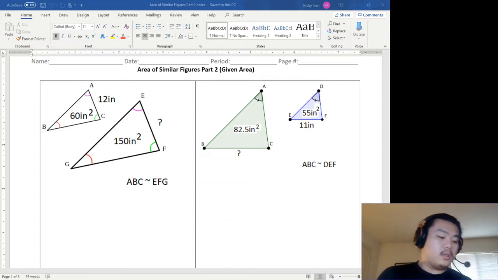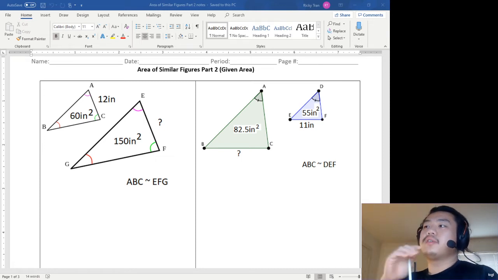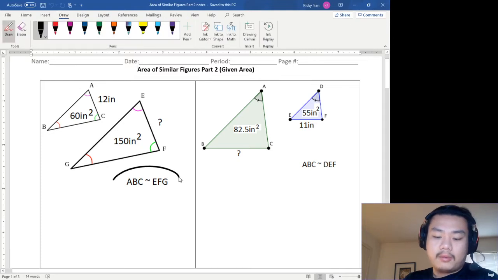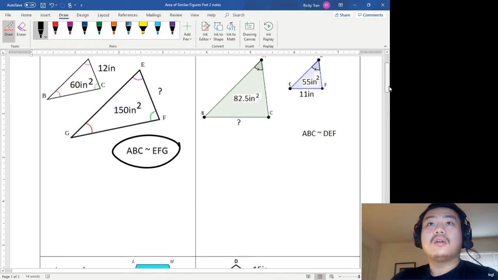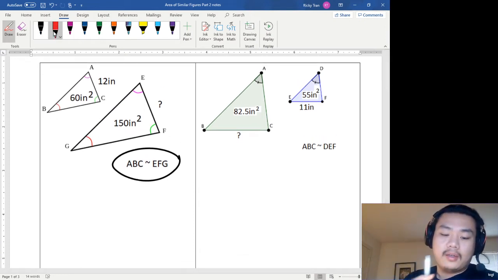Okay, so we're going to continue part two. This time you're given an area, okay? You're given two areas and you're looking for a missing side. Again, these have to be similar shapes in order for these to work. And if you take a look, there's the similarity statement right here, and that's the most important thing. In order for you to solve for these, they have to be similar. Okay? So always look for that.